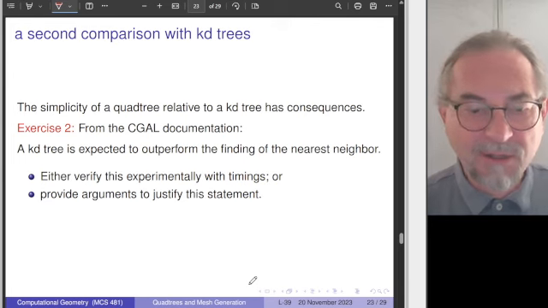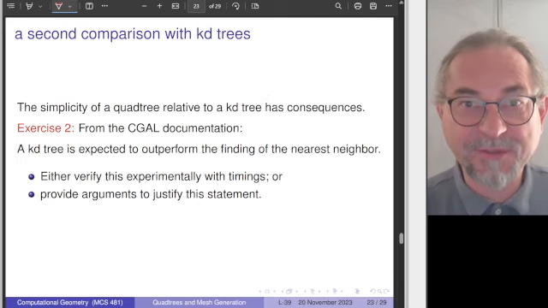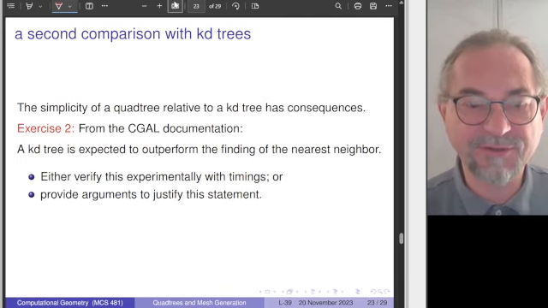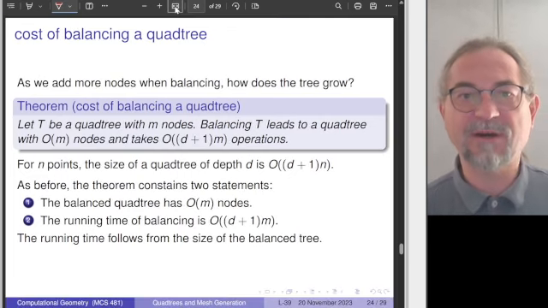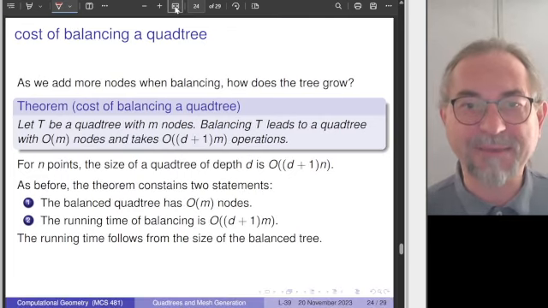Okay, I'm 40 minutes in, so the topic is very interesting. So here we see now the cost of balancing the tree.